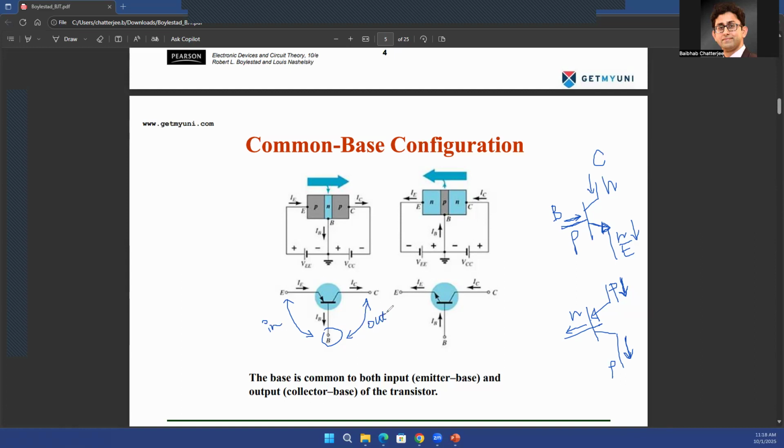Basically, keeping the base terminal as a common terminal, you can see the output across the collector. So this configuration is called a common base configuration: your input is between emitter and base, the output is between base and collector, and the base is common between the two. That's the reason why it is called a common base configuration.